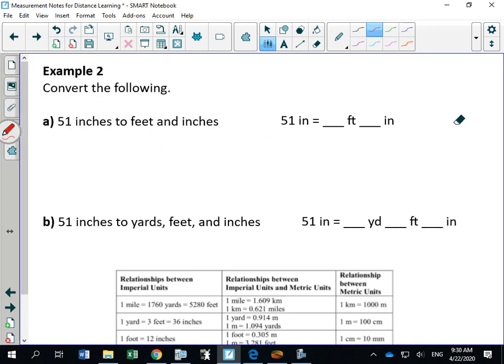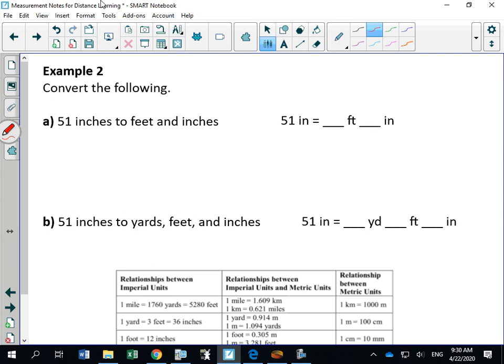Okay, so if you finish those 4 questions for practice, let's move on. Like I said, we're still dealing with converting. We're just going to look at something a bit different. What they're saying is convert 51 inches to feet and inches. So this is sort of what they want our answer to look like: 51 inches is equal to how many feet and how many inches.